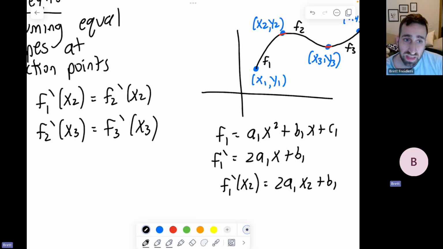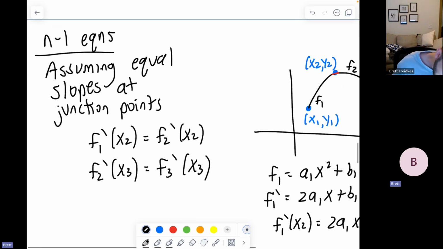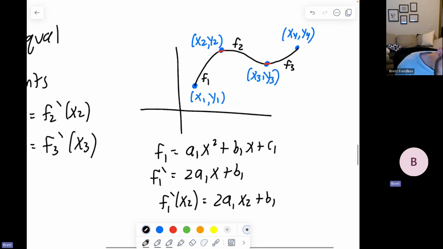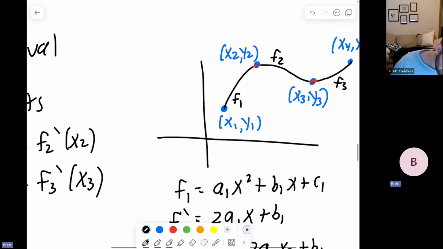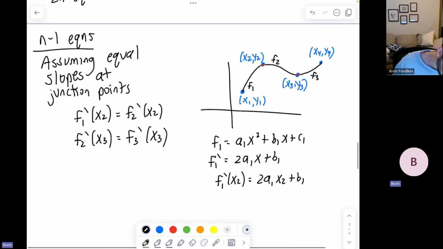So that's how we get an additional set of equations. This will be n minus 1 equations. We can only do it at the point that they touch. If you think about it, we have three different curves, f1, f2, f3. They are touching at two in-between points. That's why we get one less equation compared to the number of splines. We have three splines, we get two equations. So we say that this is n minus 1 equations.